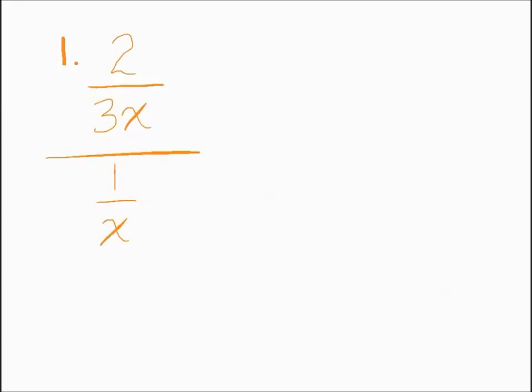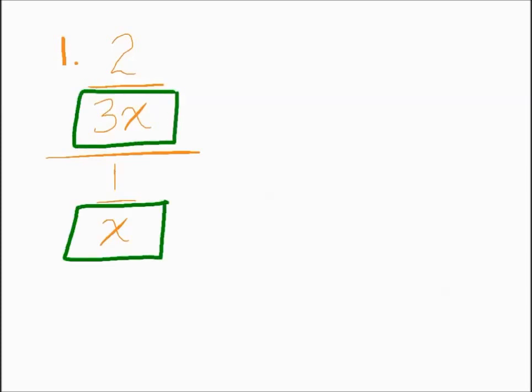Our goal is to focus on just the denominators. So I'm going to look at this denominator and ask myself, what do they have in common? Well, since they're monomials, I'm just looking for the number and variable. I see a 3 and an x. So I would say my common denominator is 3x.